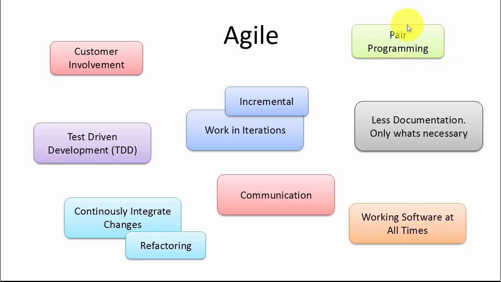In extreme programming, it's also typical to work in pairs. So 2 programmers could work together creating a program. Also, one other important thing with Agile development is that you produce less documentation. You only produce documentation that is absolutely necessary.